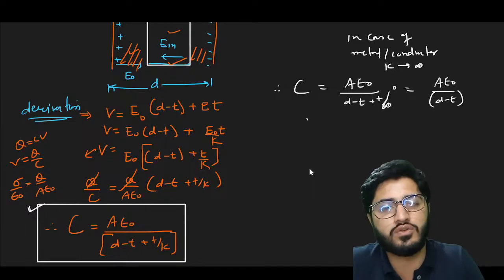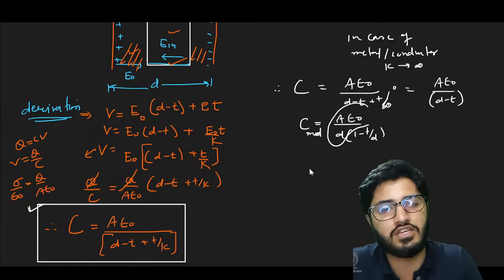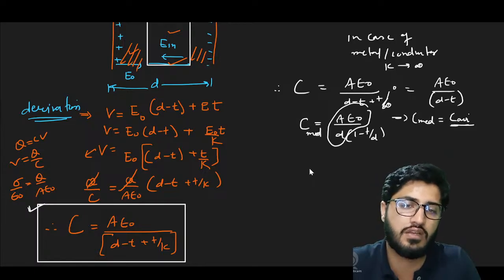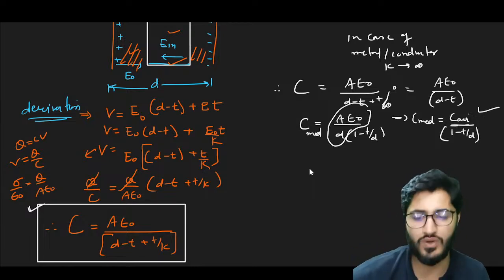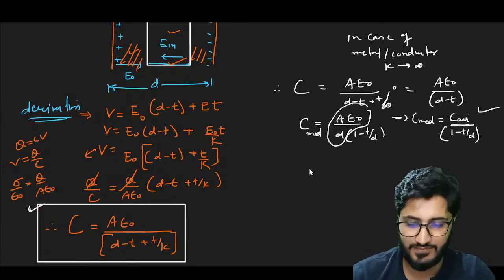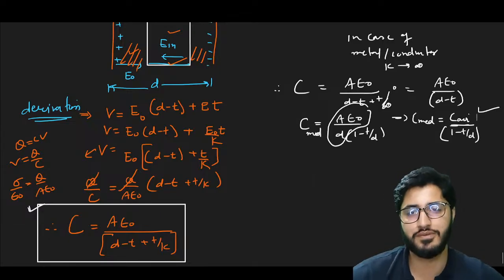One more thing I can do. So C equals A epsilon naught. I will take D common. It will become 1 minus T by D. So C medium equals C in air or vacuum divided by 1 minus T by D. Okay, we can do it like this, no? This is a proof for these things. Let us do some numericals now.